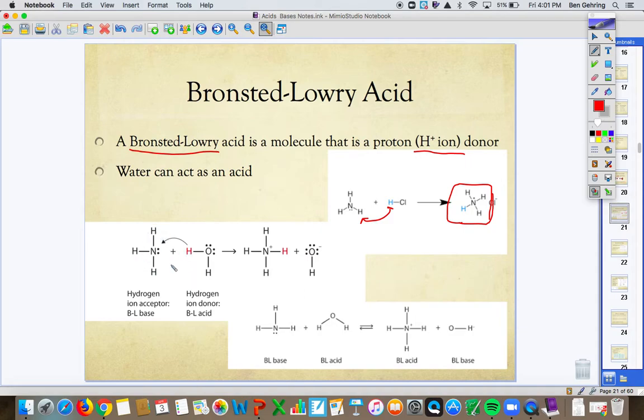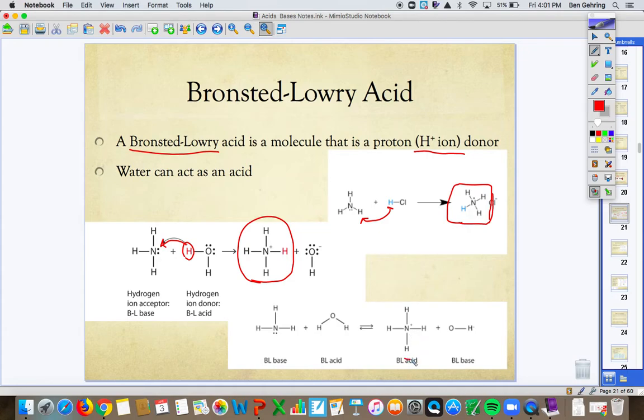In the case of you adding ammonia to water, a hydrogen from water is going to come over and join with ammonia to form ammonium again. So this is the same substance formed in the previous example. This is showing you the same situation, the exact same thing going on.